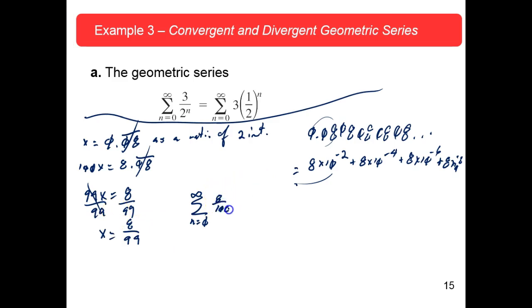8 over 100, which by the way would be 4 over 50, which would be 2 over 25, so you could do any of those numbers, times 1 over 10 to the n, or 2n. Is that right? So when n is equal to 0, that would be a 1, so that would be 0.08. And then when n is equal to 1, yeah, I think that would work.